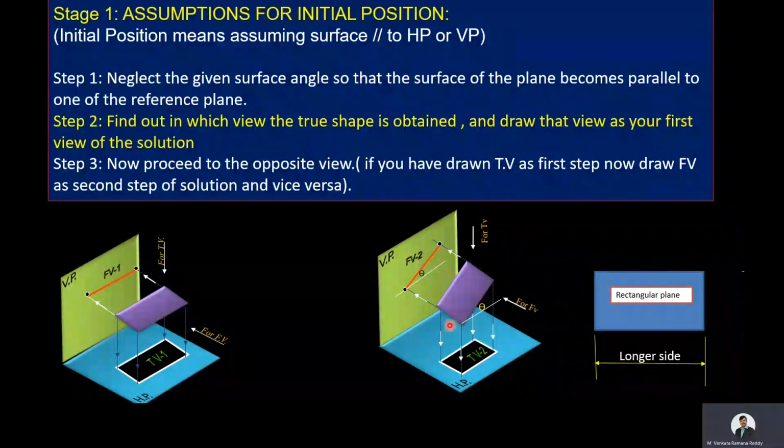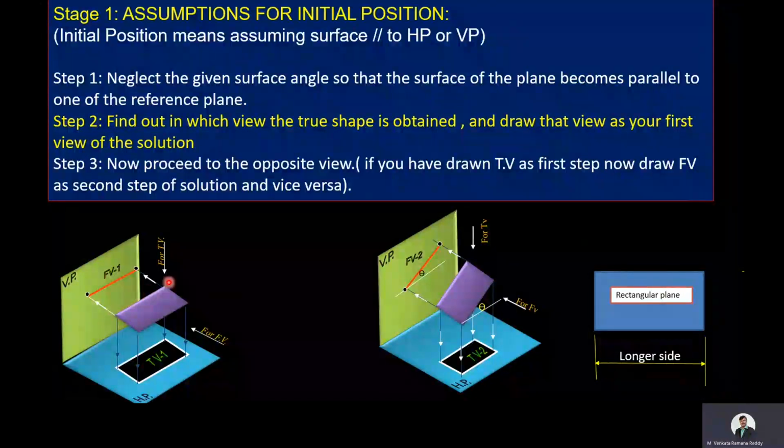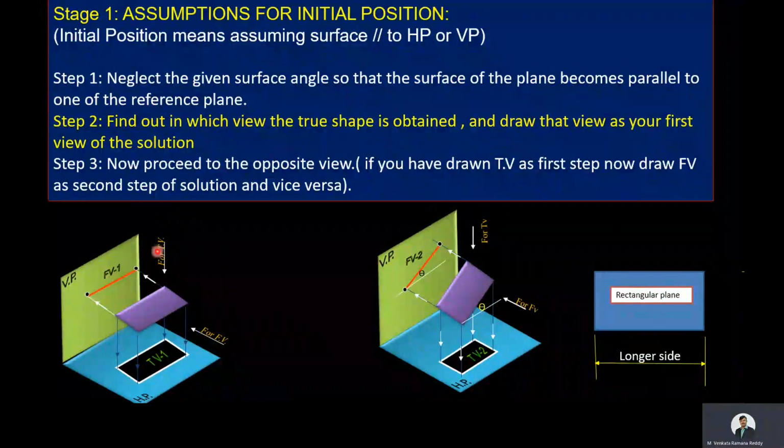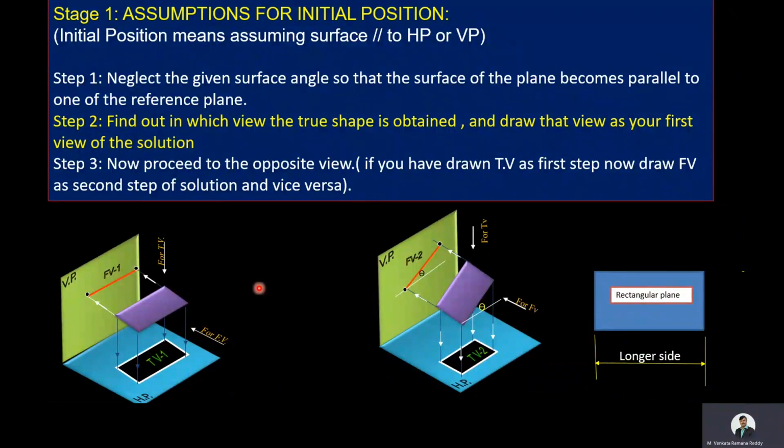Here, this is the rectangular plane and this rectangular plane is standing on its shorter side, and the shorter side is parallel to HP and 20 mm away from HP and it is making an angle theta degrees to the HP. So after neglecting the surface inclination with HP, this rectangular plane is parallel to the HP. Now we need to draw top view for the true shape and front view. In front view it is a line. Now we'll see in detail about the orthographic projections related to this stage.